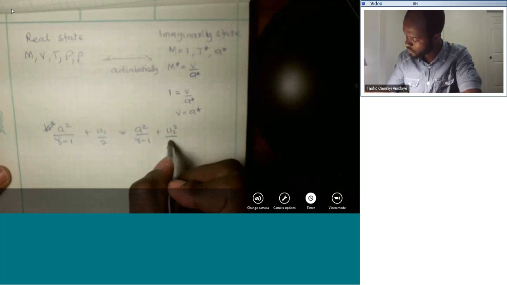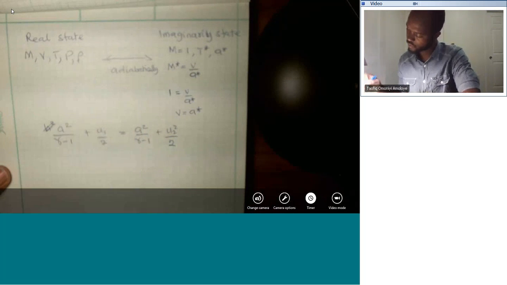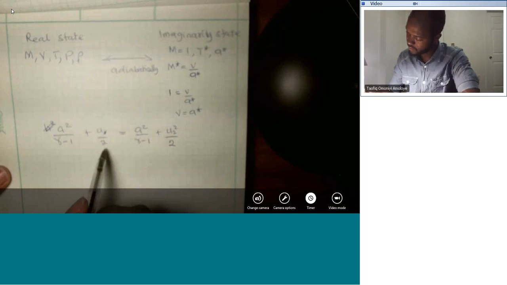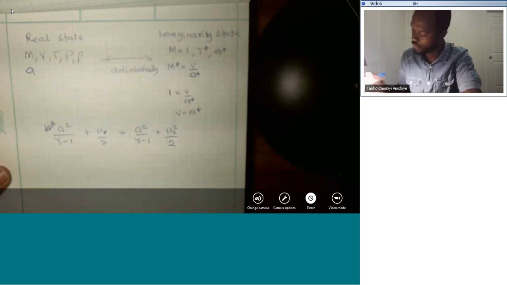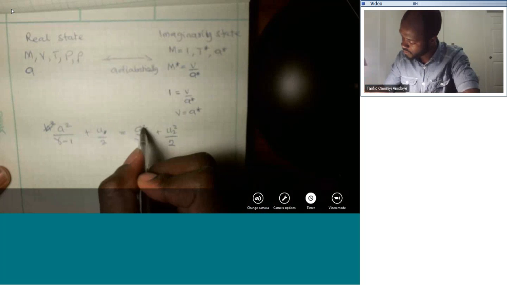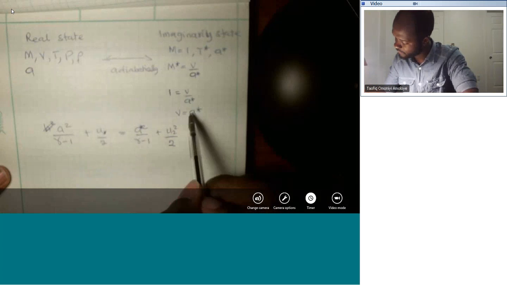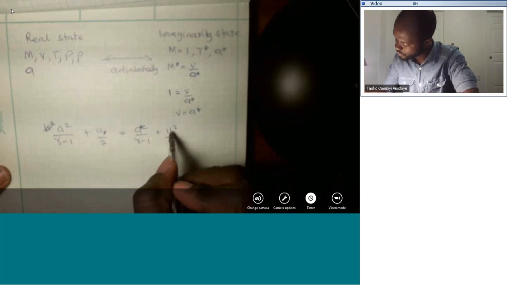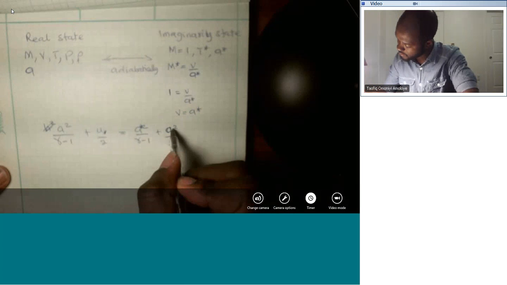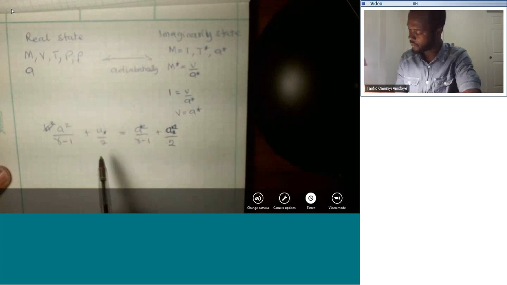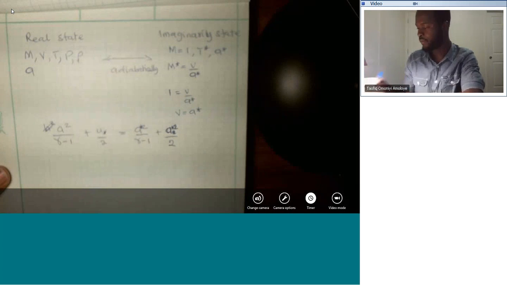for these two states. Since we are going from the real state to the imaginary state, we just drop the subscript for the real state and know that this is the real state. So it has a speed of sound there too. And then we just keep the asterisk for the imaginary state. Since I said the velocity is A star, this is just also going to be A star squared. By the time we do the simplification, we get the equation that we saw on the slide.